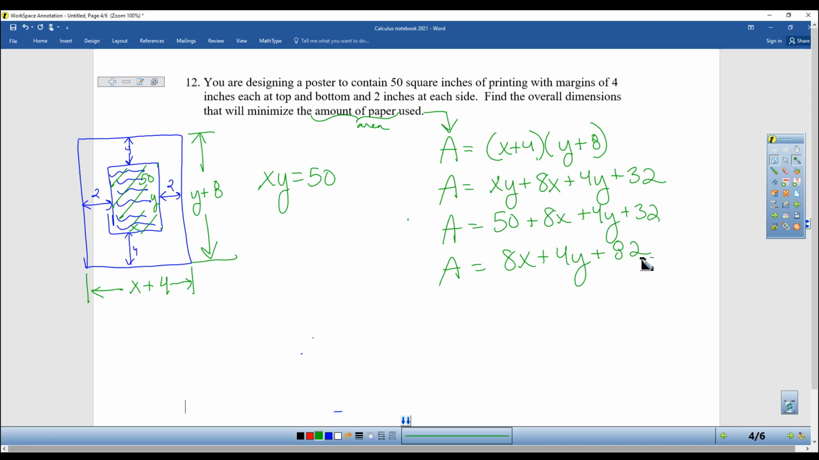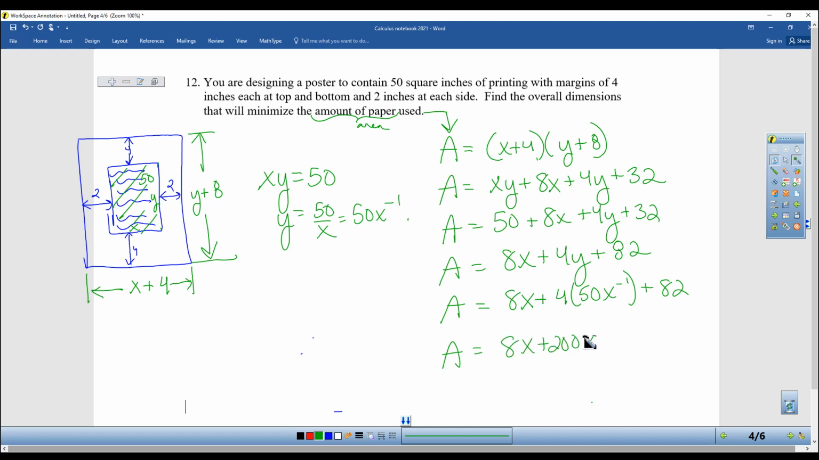So this is the equation that I want to maximize or minimize, but it has two variables. But fortunately, I have a constraint. So I'm going to get one of the variables alone. It doesn't matter which one you do. So y is equal to 50 times x to the negative 1. So 8x plus 4 times 50x to the negative 1 plus 82. Area is equal to 8x plus 200x to the negative 1 plus 82.